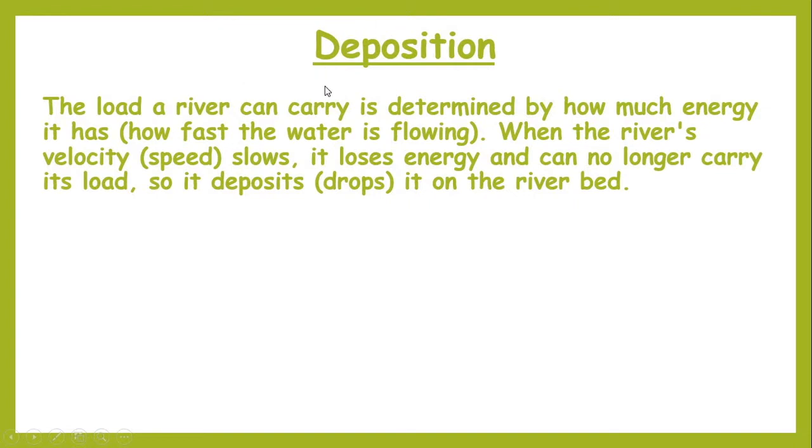The load a river can carry is determined by how much energy it has, how fast the water is flowing. If the river's velocity drops, the energy drops, it's going to drop everything that it's carrying. Now, there aren't different types of deposition in this case, it's just deposition is deposition. But if you'd like to go ahead and write down that little sentence or two, then by all means do so.